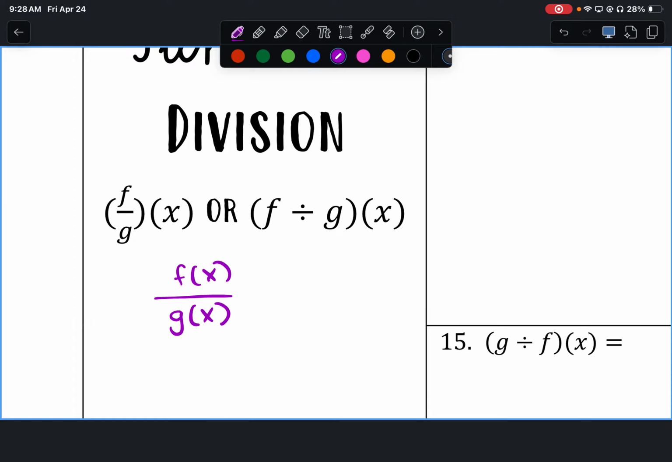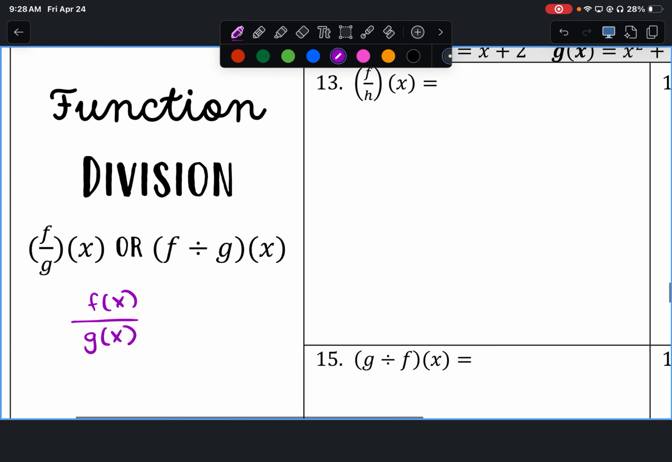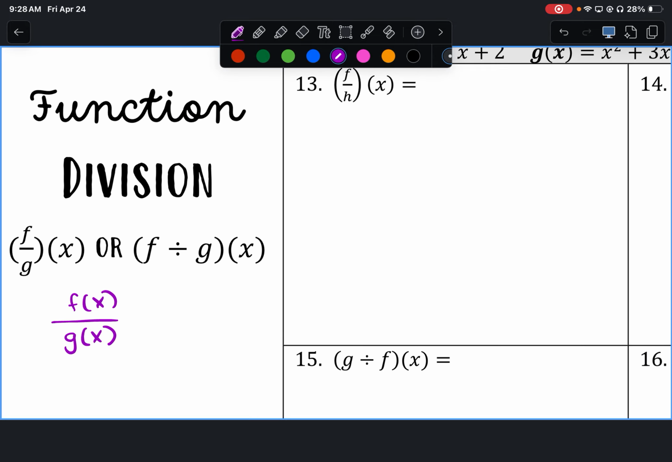So now we're going to go ahead and start with number 13. So we have f divided by h of x. So what that wants us to do is f of x divided by h of x. What is f of x in this section? 2x plus 2 divided by, what is our h of x? Negative 2x plus 5. Okay, we're done.